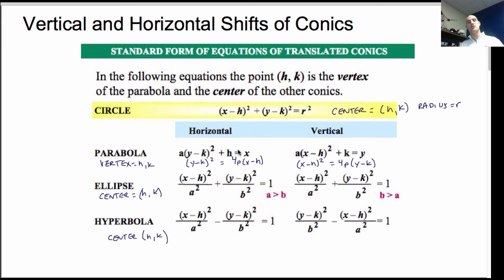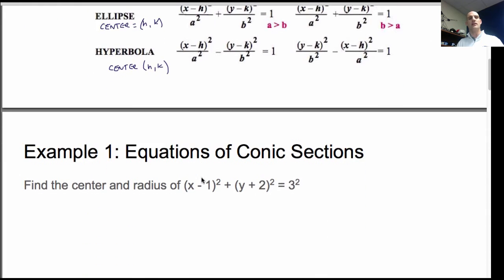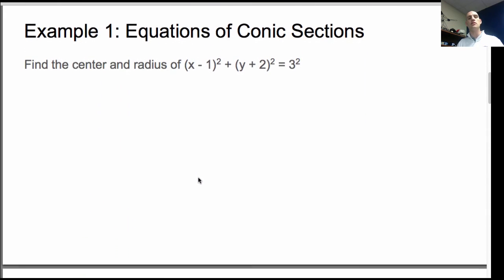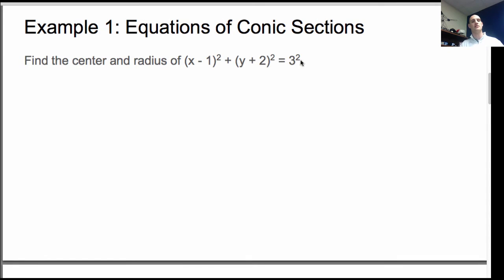So let's look at what we're going to do with this, and notice the key that I want you to remember here is we're always going to need something minus something squared. Okay, and so what we're going to be doing with this is finding different pieces. Let's look at just an equation. Find the center and radius of this. Well, what we see is this is a circle. I've got the (x minus 1) squared, (y minus something) squared equals something squared. So this is a circle.